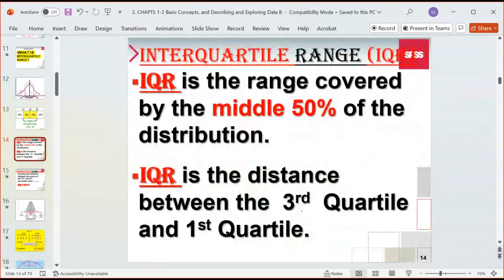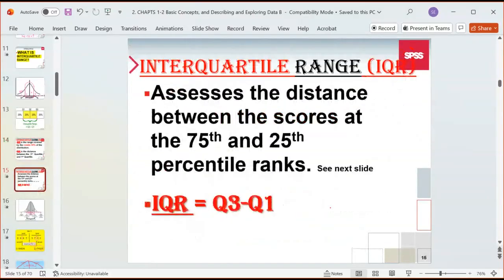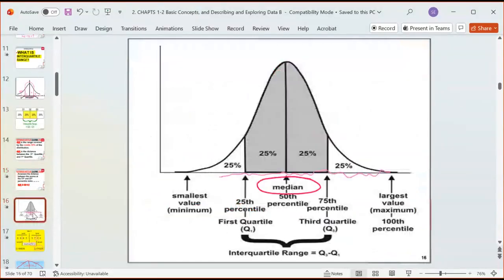The interquartile range is the distance between the third quartile and the first quartile. It assesses the distance between the scores at the 75th and 25th percentile rank. And there it is. Again, those are the 75th percentile and 25th percentile. In other words, that gray shaded area tells you where we're interested. We want to measure that. How do you measure that area?